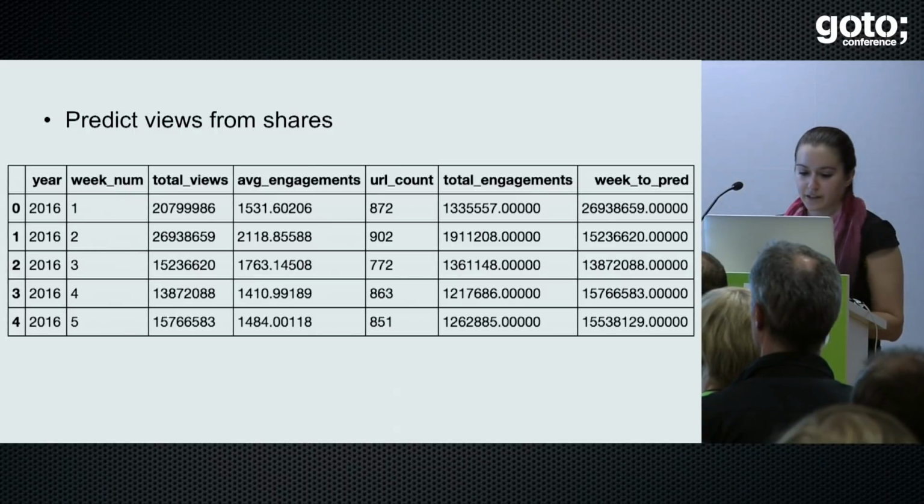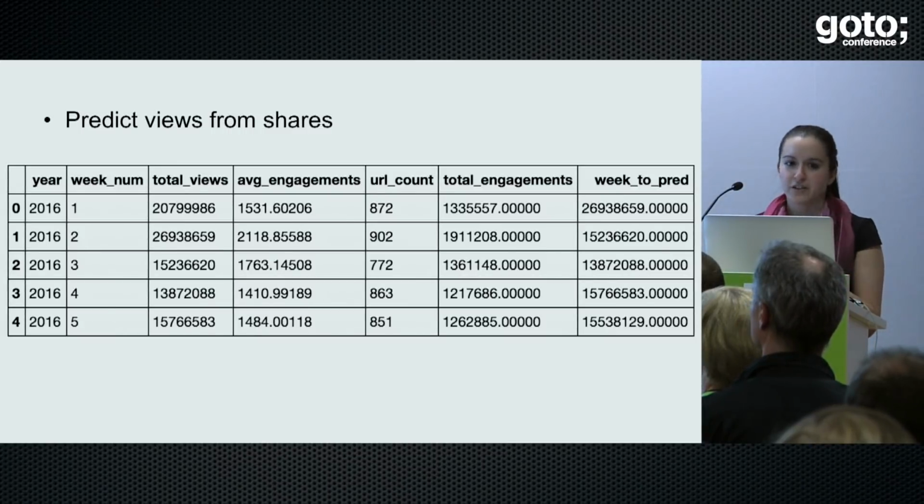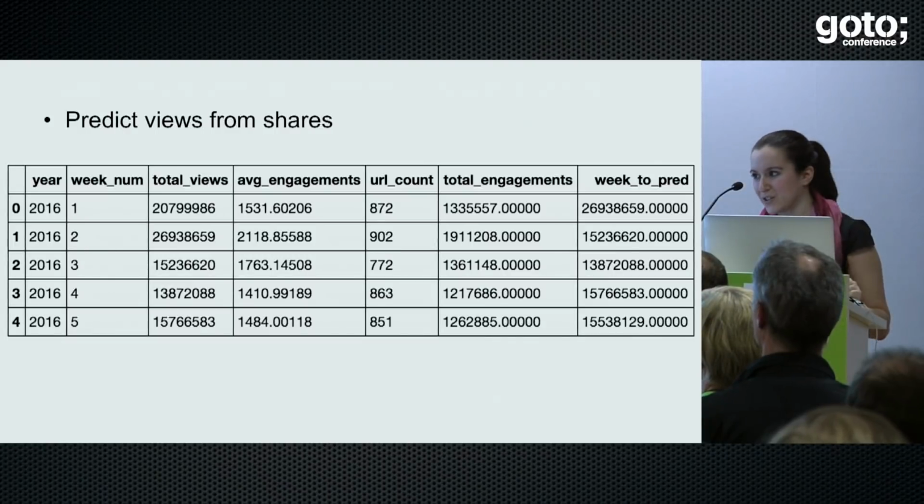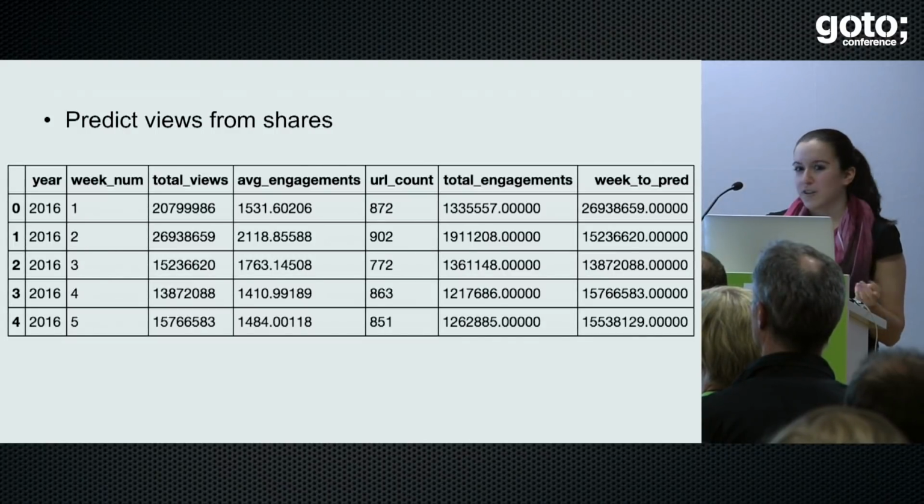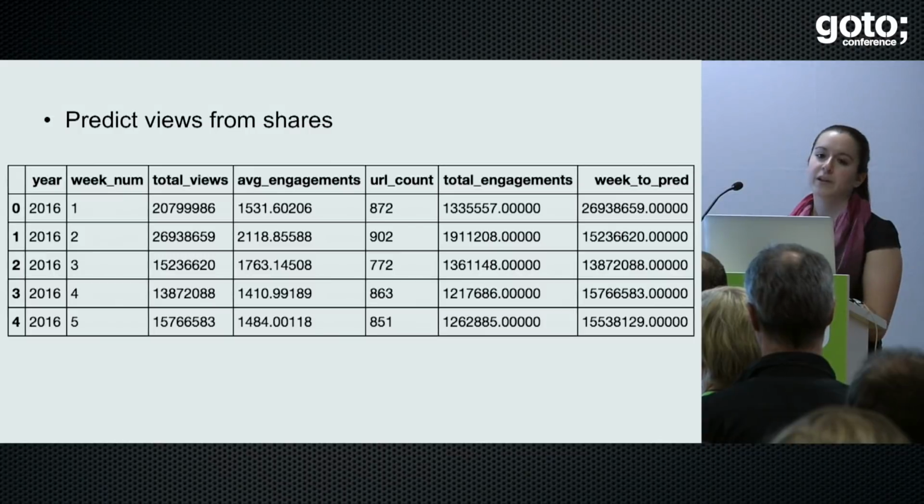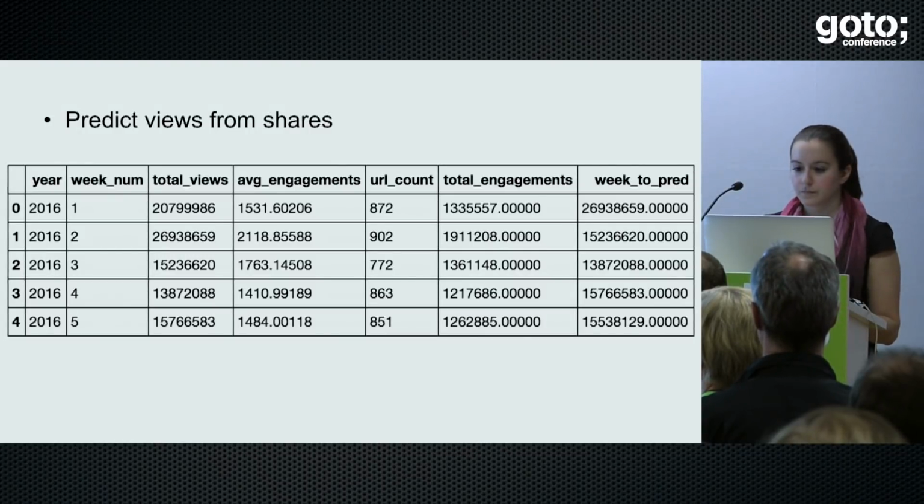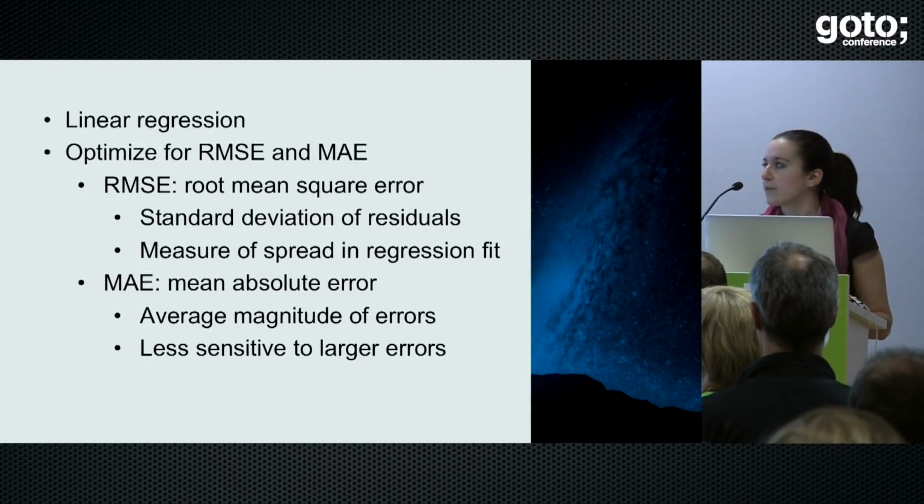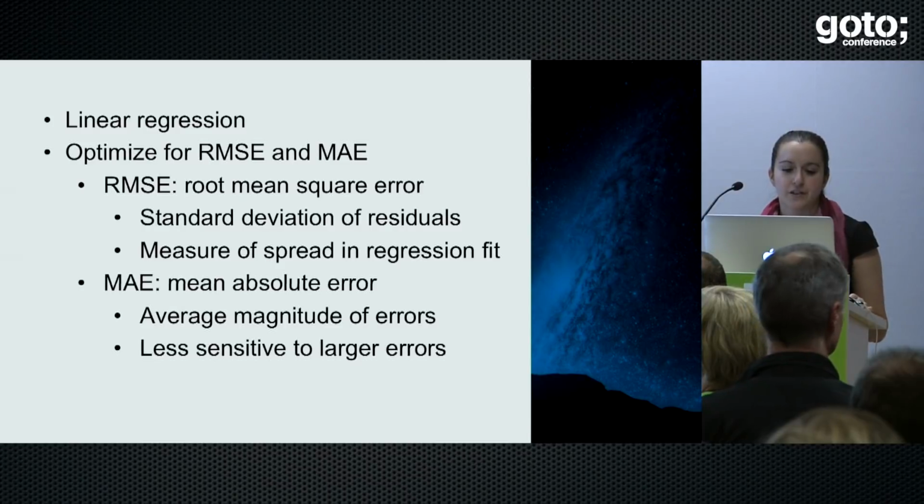I was also using average engagements, so average number of shares. Oh, and when I say engagements, I mean shares, likes, comments, and reactions on Facebook. So all the different things you can do on Facebook to engage with a particular piece of content. So total views, average engagements, the number of URLs we produced, and average engagements. So this is a very simple linear regression proposition.